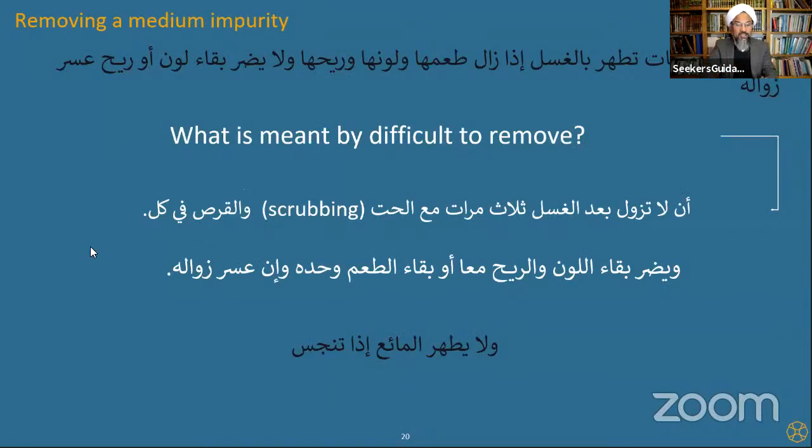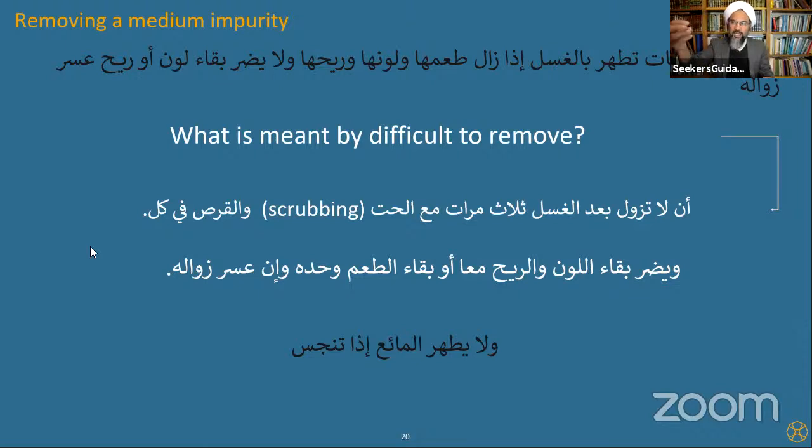The last issue: a liquid does not become pure when it becomes impure. This we had discussed in last week's lesson. We spoke about impurities coming into contact with liquid. If that liquid is water, then whether it's a little or a lot, there's a difference of opinion. Not a difference of opinion, there's a different application there.